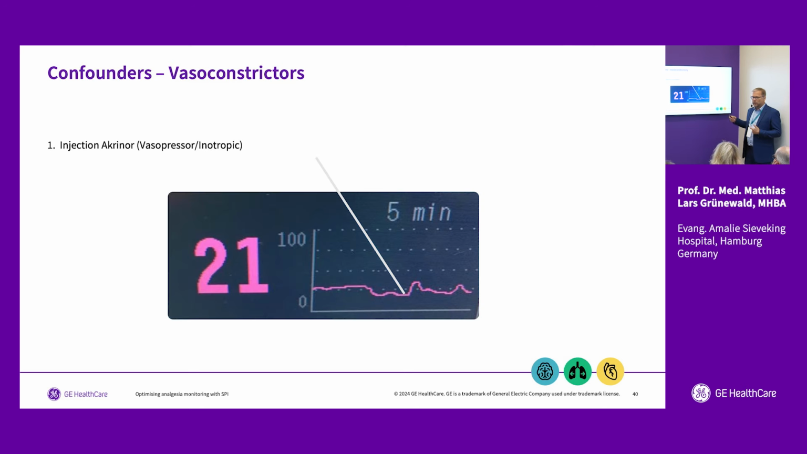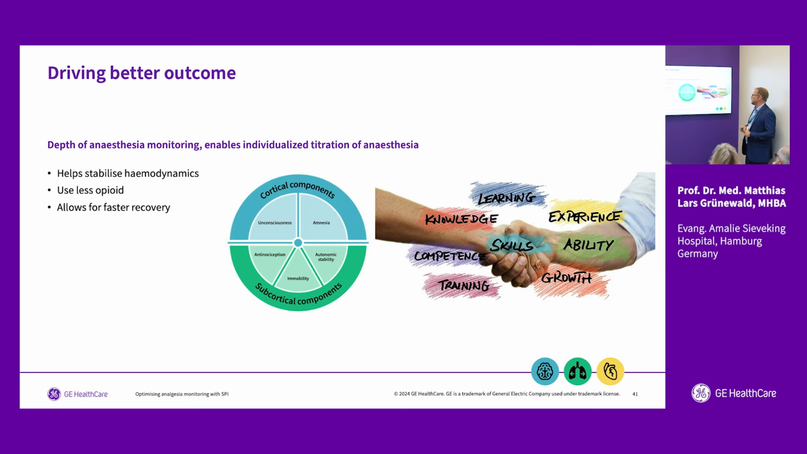Okay, then vasopressor. In Germany, we use the vasopressor Akrinor, which is a vasopressor and inotropic combined. And of course, you see after injection such a change in SPI, which has nothing to do with the actual nociception state. And this will correct shortly afterwards, so then the value is very stable. In my opinion, stability of the signal is very important. There are monitors on the market that use other activations like heart rate variability. My experience is that those values are not as stable as you see here with the surgical pleth index.